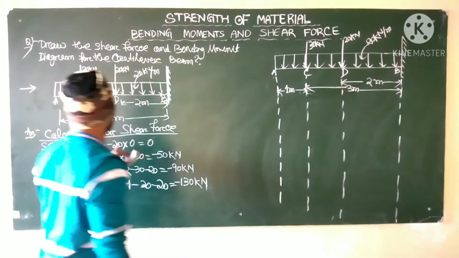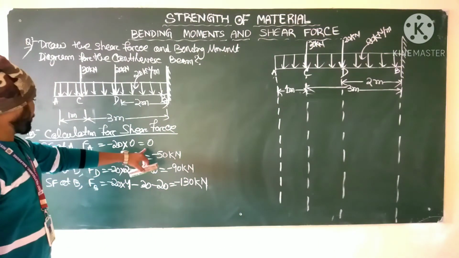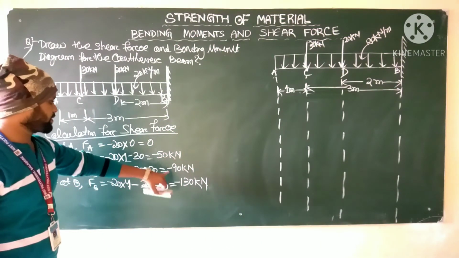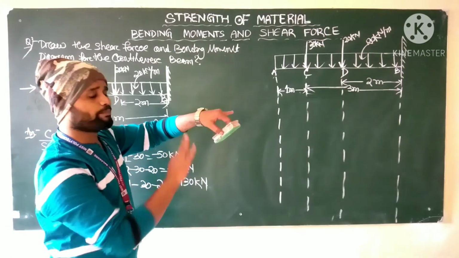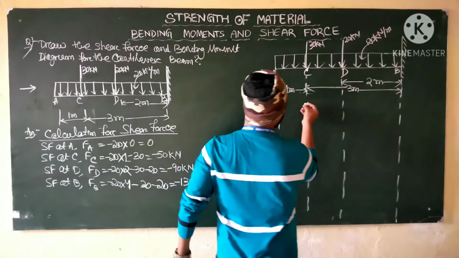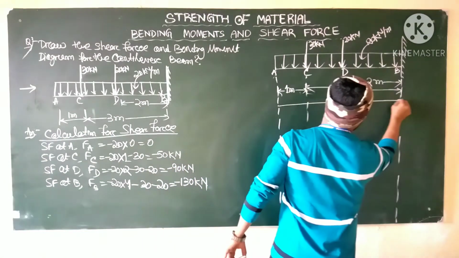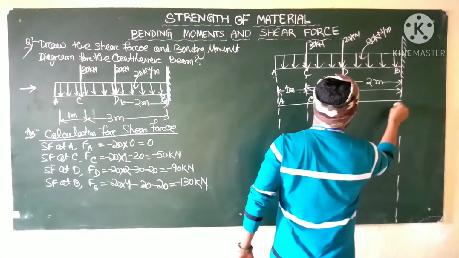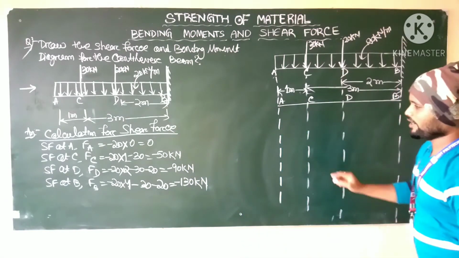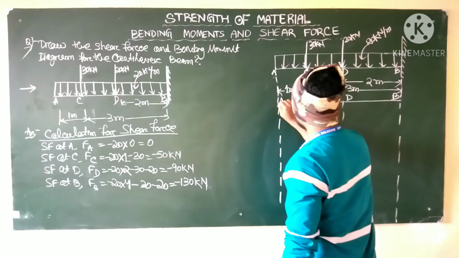So for the shear force diagram, see the points. At point A 0, minus 50, minus 90, minus 150. That is, all are negative, meaning all are below the baseline. So the baseline is drawn above. Here the baseline A, C, D and B. At point A, the value is 0.